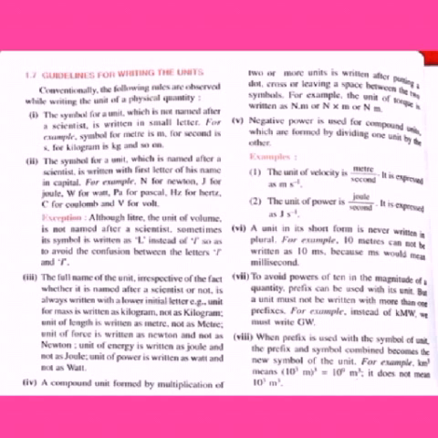Next, number 6. A unit in its short form is never written in the plural. For example, you are writing 10 meters. Already meter is a unit, you cannot write meters and add s. It should be 10 meter only. Number 7. To avoid powers, we have prefixes. When prefixes are used, the symbol should be used in a combined way.